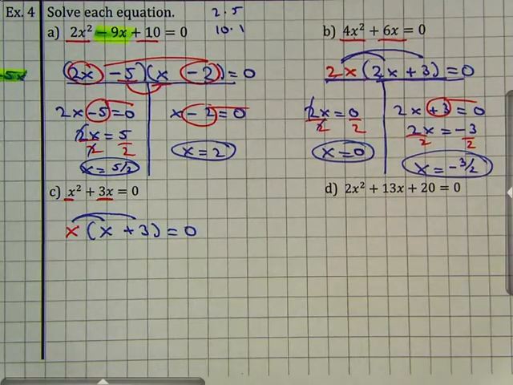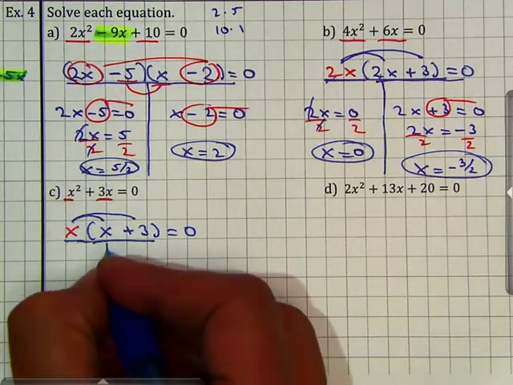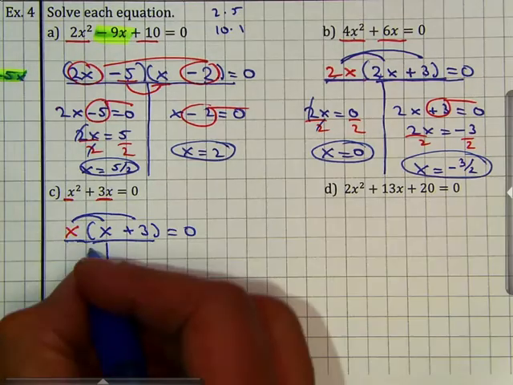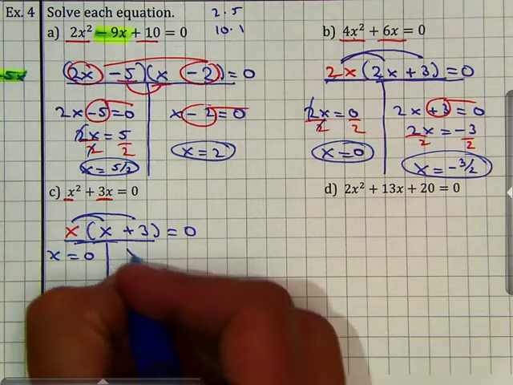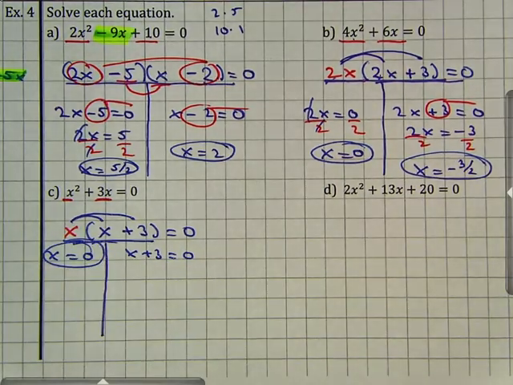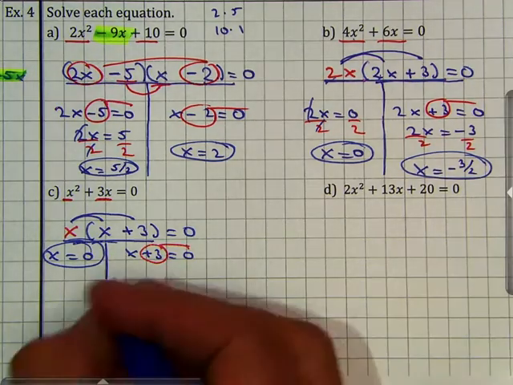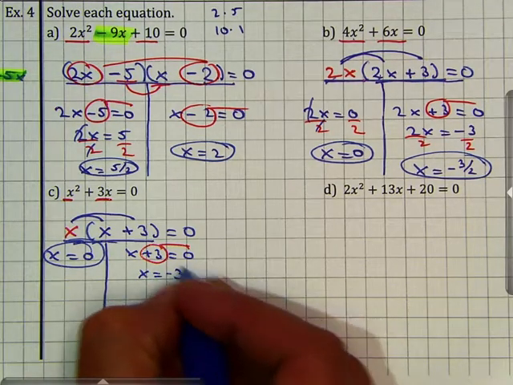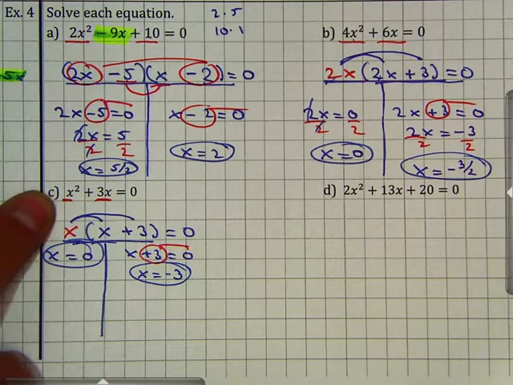And now, because they are multiplying and they equal to 0, I know that either one or the other are equal to 0. So I'm going to use my zero product property, my t-chart. X equal to 0 or x plus 3 equal to 0. This is already solved. Now I'm going to move my 3 to the right, becomes a negative 3. So x equal to negative 3. So those are my 2 solutions for this equation, this quadratic equation.